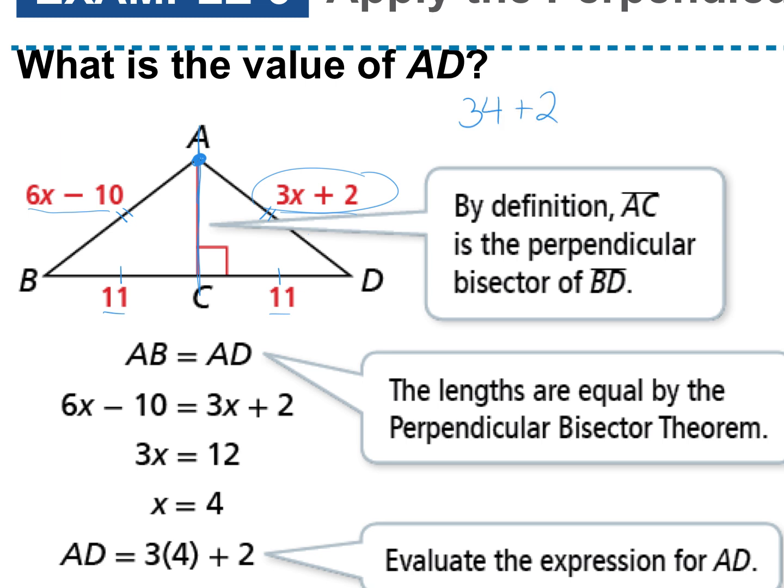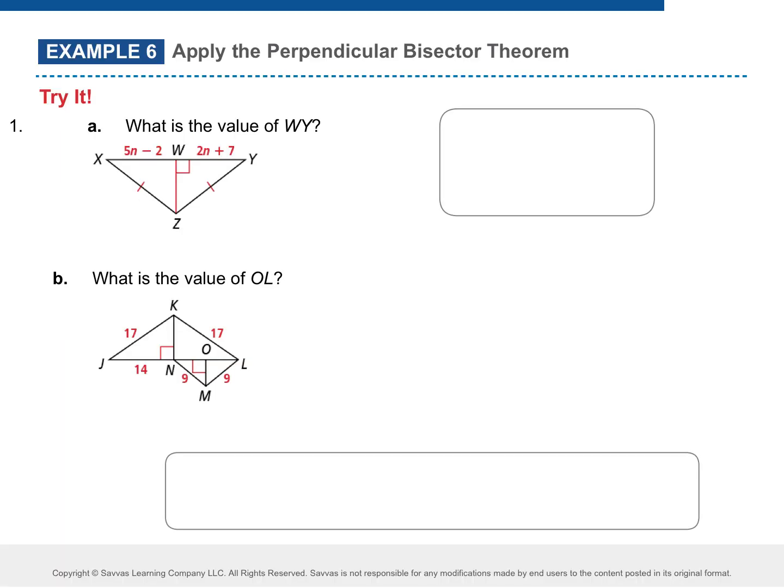No. Why not? Because you need to times. Right. This turns into multiplying. I see that sometimes. That's why I wanted to go over it. Remember, when you plug numbers in, it turns into multiplication. Go ahead and try number 6, A and B. So you know the perpendicular bisector theorem. Use that to solve A and B.